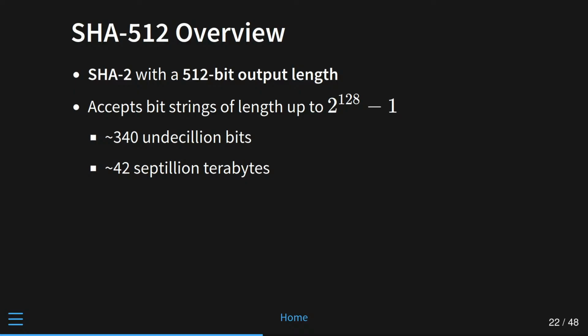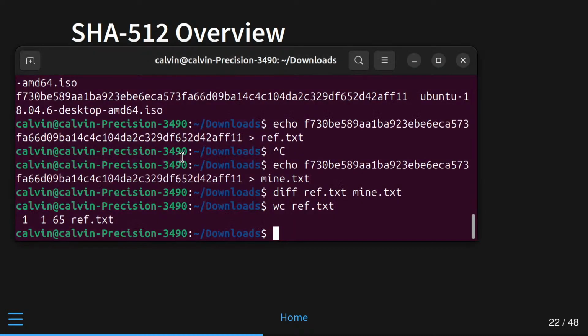What's the 512 stand for? It stands for how big the output size is. I showed you SHA 256 sums, and I said, oh, look, it's a file of size 64. That was 65 characters and an end-of-file character. So 64 characters that each hold 8 bits of information. 8 times 64 is 256.